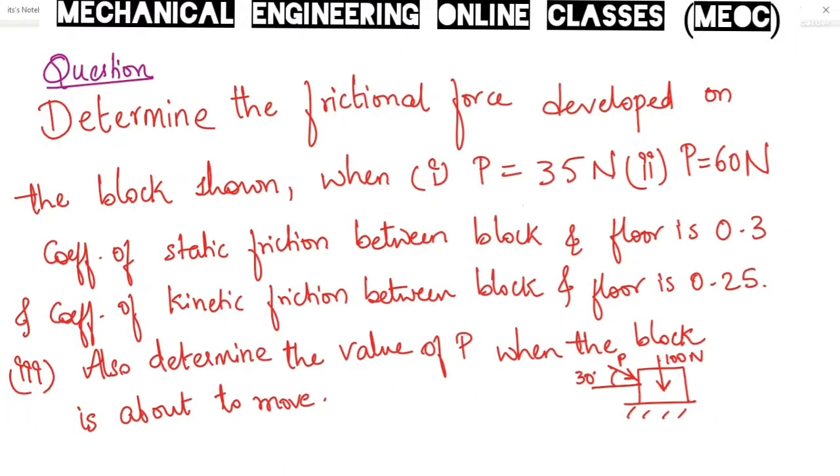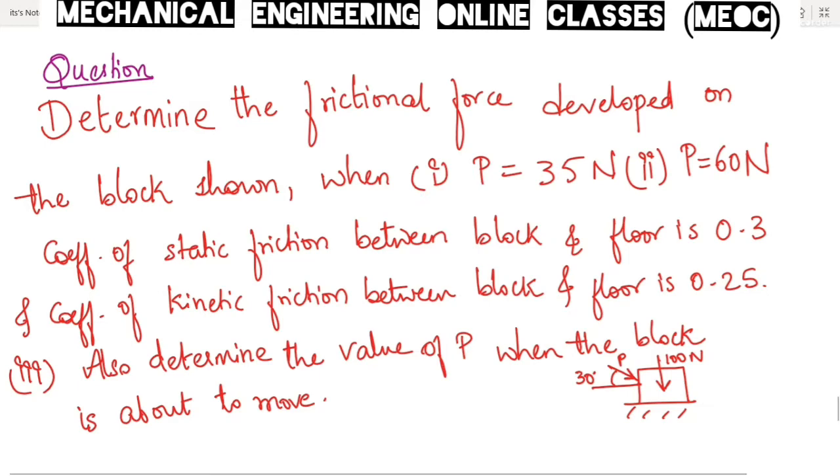Let us see an example problem to understand where to apply coefficient of static friction and coefficient of kinetic friction, depending on the type of the friction problem. So here the question is to determine the frictional force that is developed on the block when P is 35 Newton, when P is 60 Newton.